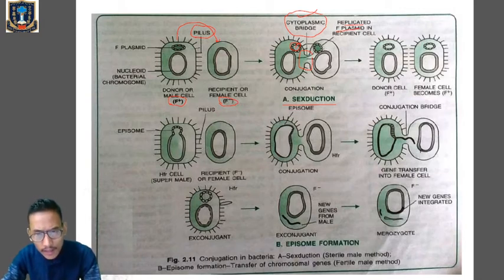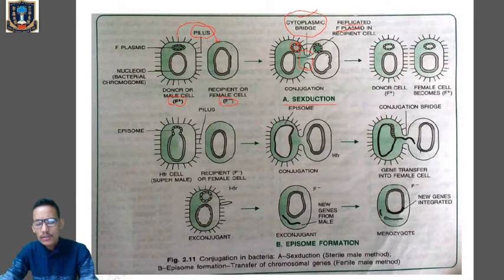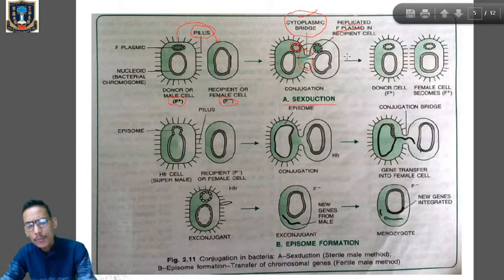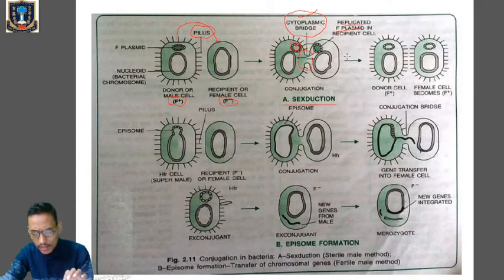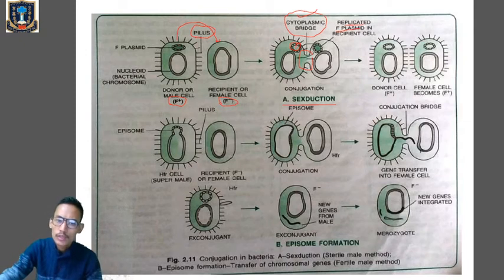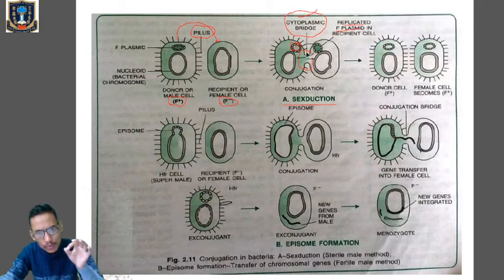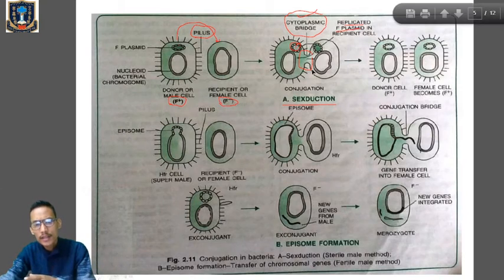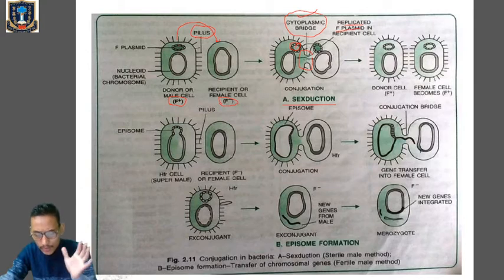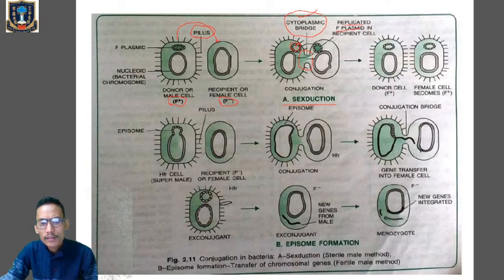Alright. At this stage, a conjugation tube is formed through which the copy of the fertility factor is transferred to the recipient cell. So when this fertility factor is replicated, it will be transferred to the recipient cell with the help of this cytoplasmic bridge. And therefore, since the F factor has been transferred to the recipient cell, finally you can see over here both the donor cell and the female cell now become F plus.